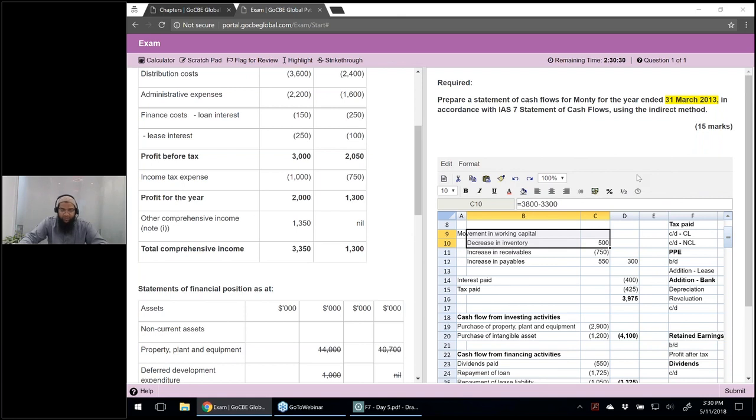Let me check the examiner's answer also once, if there is any error in the question. So this is actually the June 2013 answer.